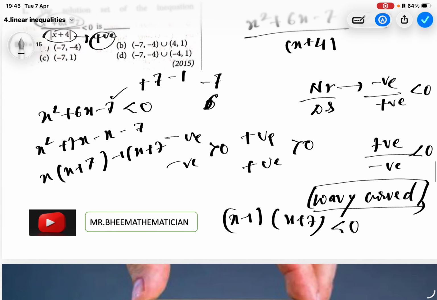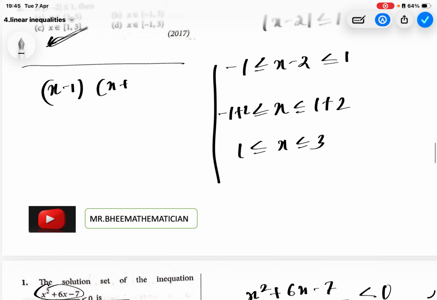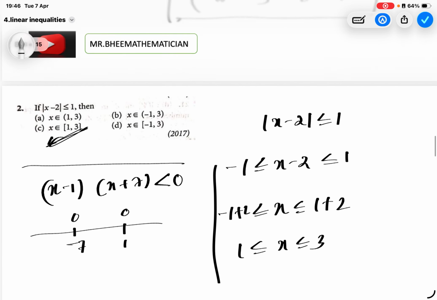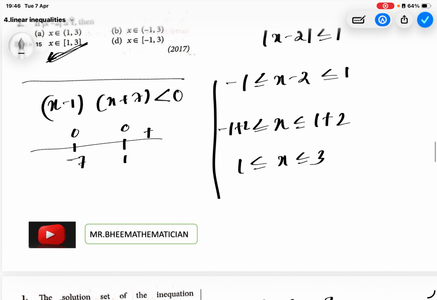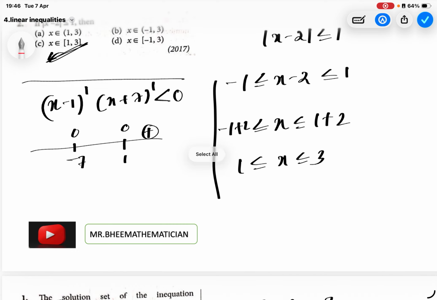Use the wavy curve method, or please watch it here. That solution I will solve here. x minus 1, x plus 7 is less than 0. Take a real line. The solutions are minus 7 and 1, and both are open because it is strictly less than 0. It always starts from plus, and the powers are 1. If you are understanding it well, good. If you are not, please go and watch the wavy curve method. Since it is less than 0, it will always start with plus and open.